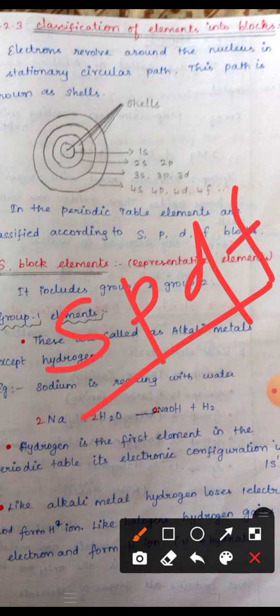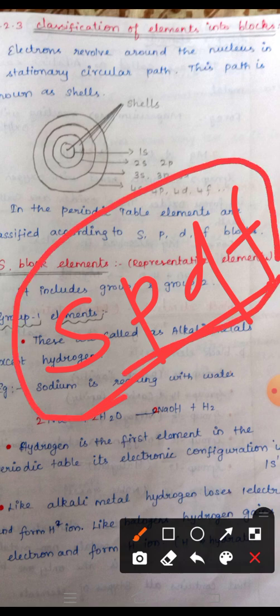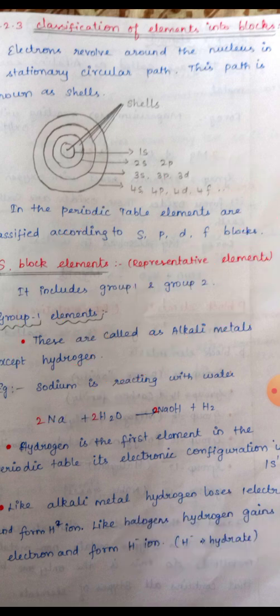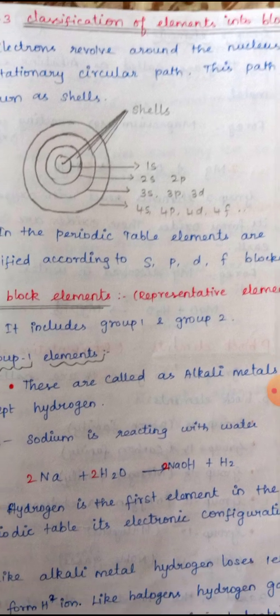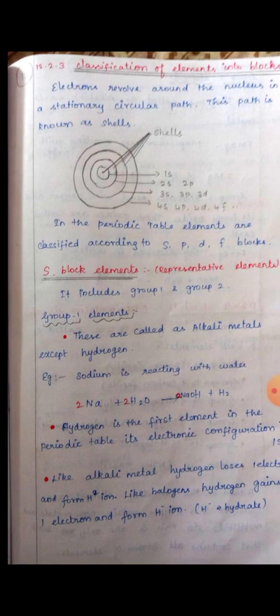What are the 4 blocks? S block elements, P block elements, D block elements and F block elements. So, according to these subshells, the elements are classified into 4 blocks in the modern periodic table. The first shell is 1s, the second is 2s, 2p, the third shell is 3s, 3p, 3d, and the fourth shell is 4s, 4p, 4d and 4f.